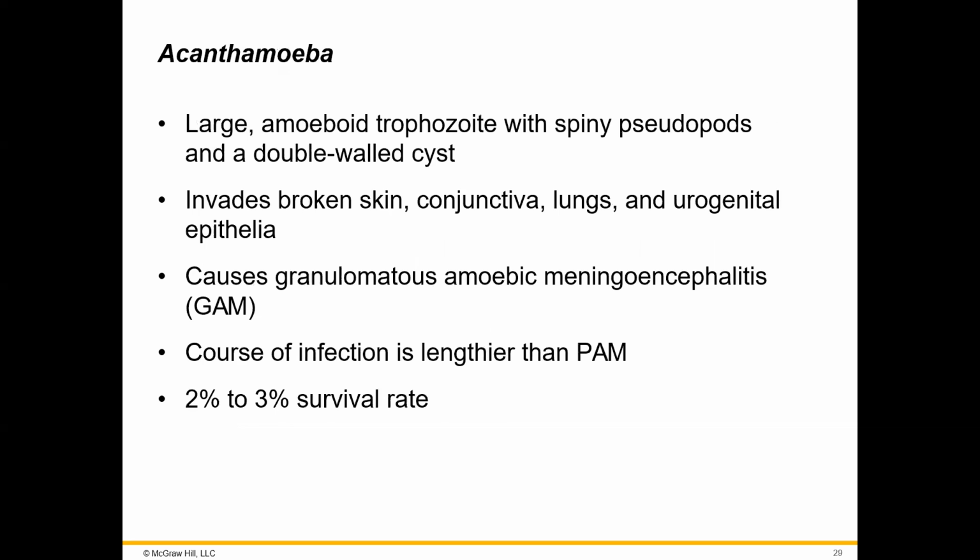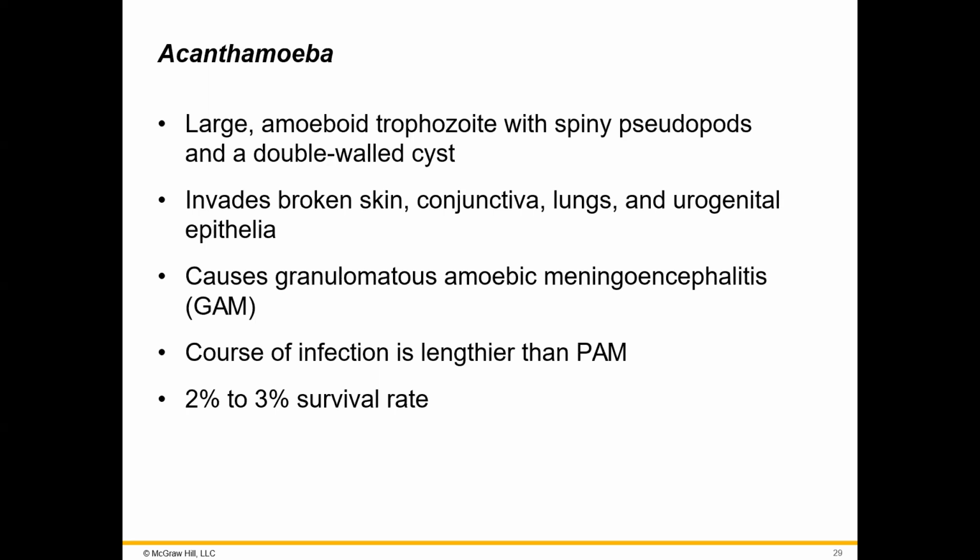All right. Next is Acanthamoeba, another cause of amoebic meningoencephalitis. This one causes GAM. And again, you guys won't have to write it out, but be able to recognize it on the test. Granulomatous amoebic meningoencephalitis, GAM.